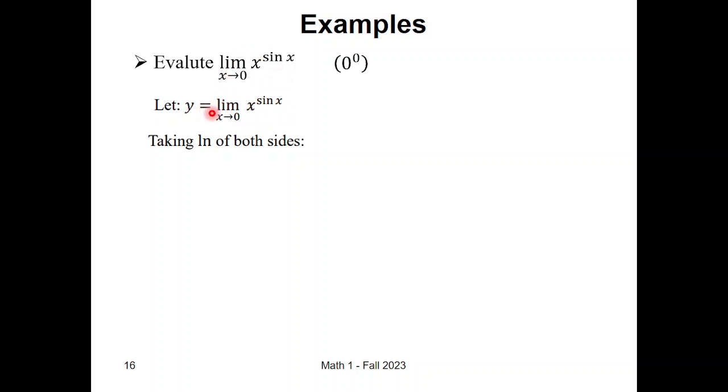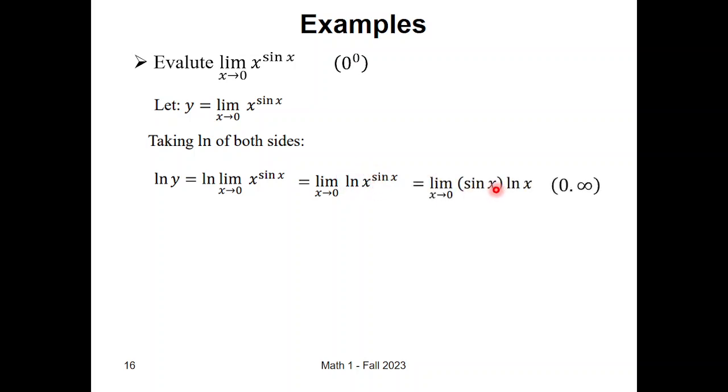Now we take ln of both sides. We can take the logarithm of any base, but ln is easier. So this will be ln y and this will be ln of the limit. Now we can bring this ln inside the limit because ln is a continuous function. In general we can interchange ln with the limit because ln is a continuous function. So it will be the limit of this ln function. Now we can apply the famous rules of logarithmic functions and write this as sine x times ln x. Now when x approaches 0, it will be 0 times infinity, this negative infinity. So it is 0 times infinity.